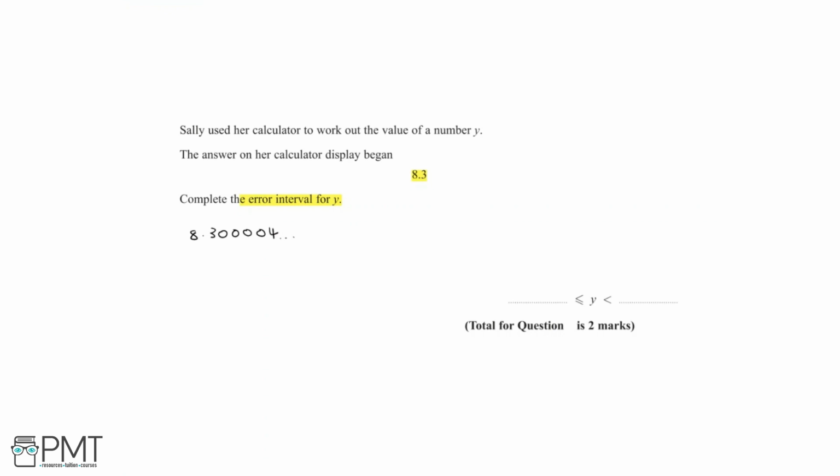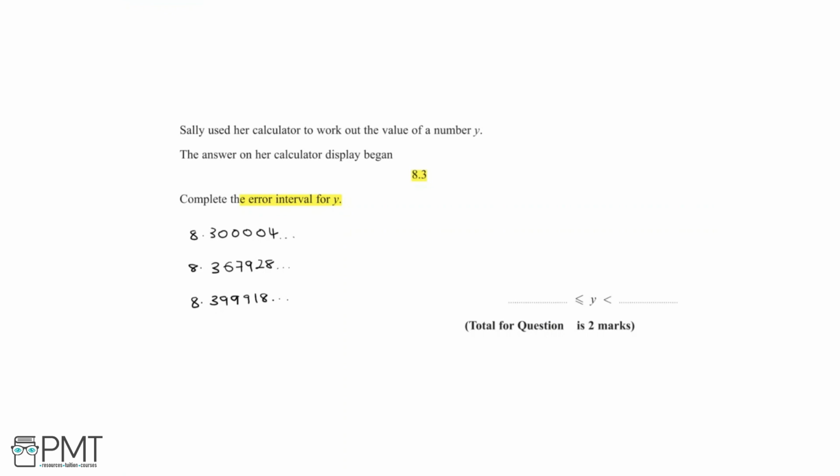We could have something like 8.300004, and this still begins with 8.3. Or we could have something like 8.367928, which still also begins with 8.3. Or we could have 8.399918, which still begins with 8.3.